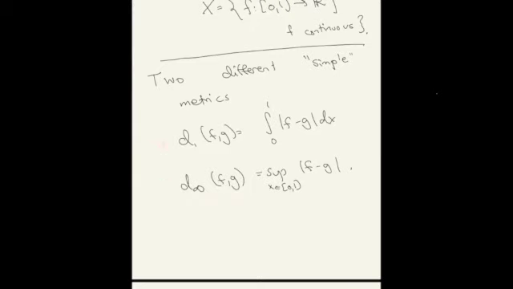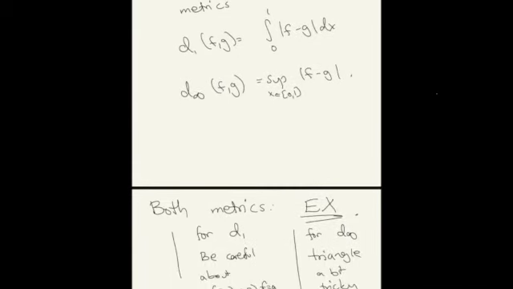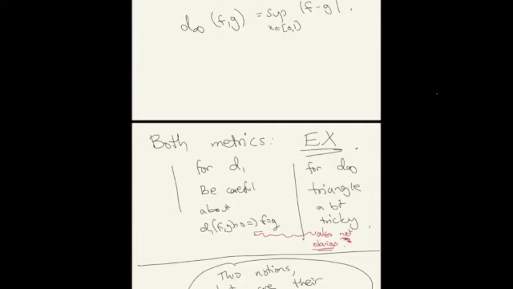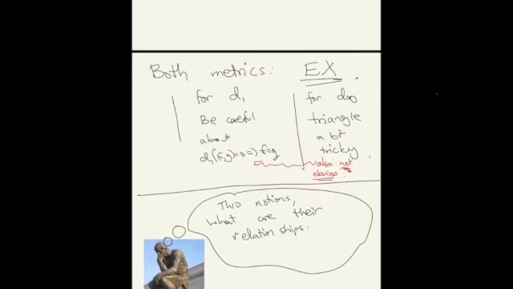Okay, so now these are all metrics. Each of them has their own issues to check. There is another video, I think, where I discuss parts of this, but in D infinity, the triangle inequality is a bit tricky. For D1, the equality 0 case is a bit tricky.